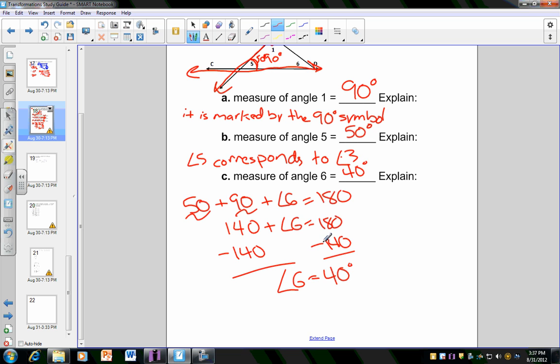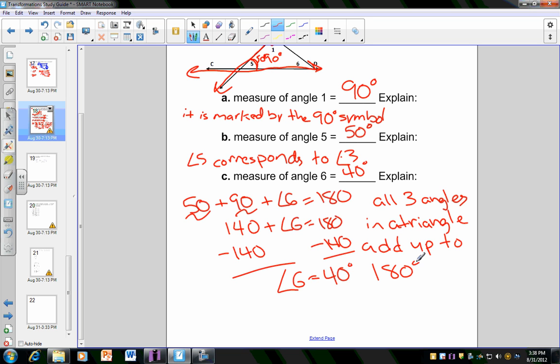Now that's enough of an explanation right there. I would accept that mathematical work shown as an explanation, but if you want to say something along the lines of all three angles in a triangle add up to 180 degrees, that would also be a good thing to write down.